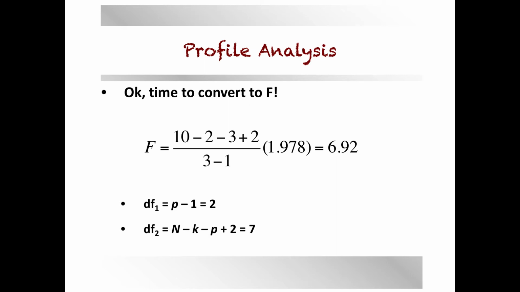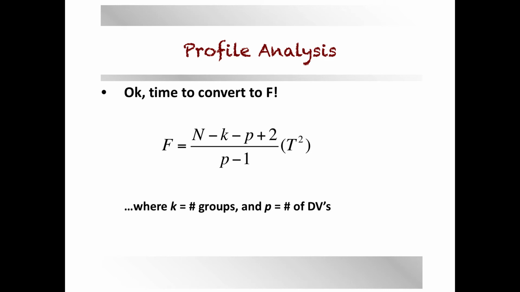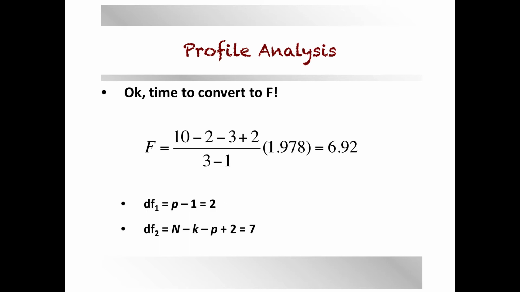Your degrees of freedom here are p minus 1. What was p? P was number of DVs. That's annoying because you might confuse your number of DVs with your p-value. Call it something other than p. Come on, Harold Hotelling. Oh well. Anyway, p minus 1 in this case, 3 DVs, minus 1 is 2 degrees of freedom.